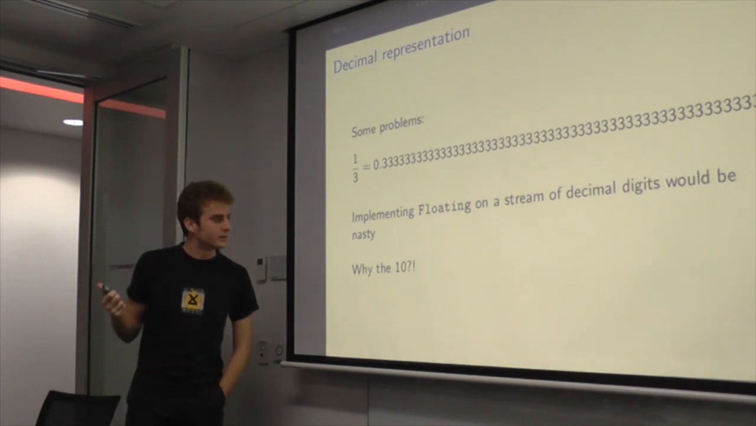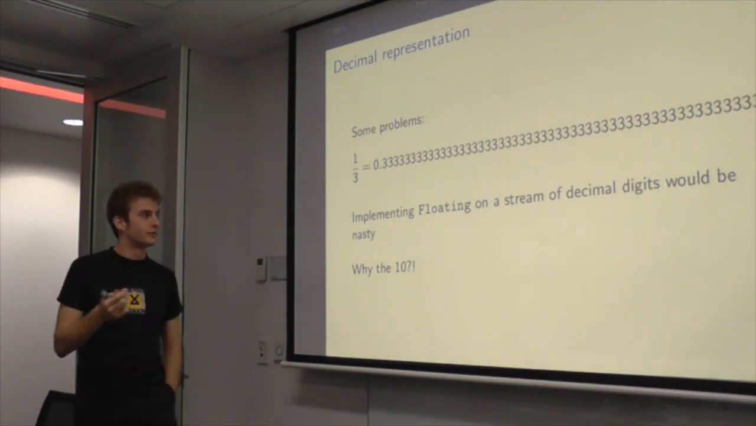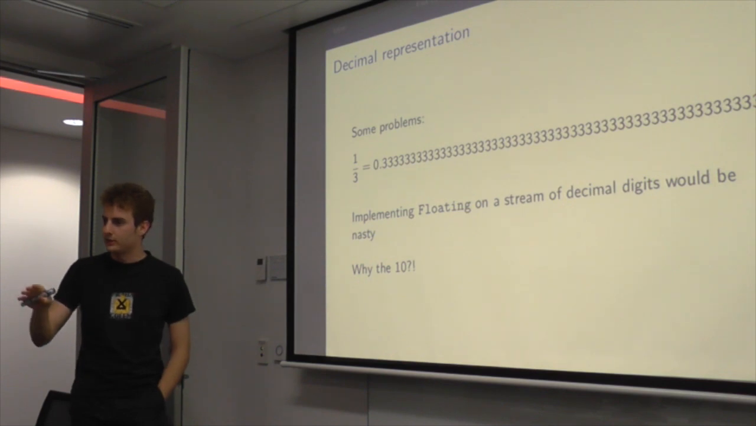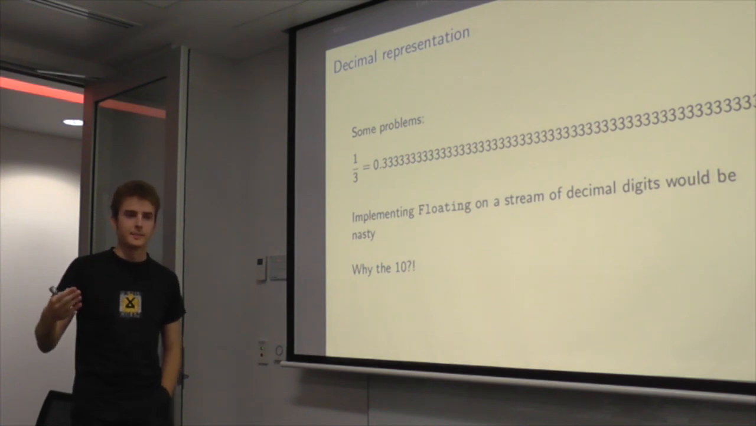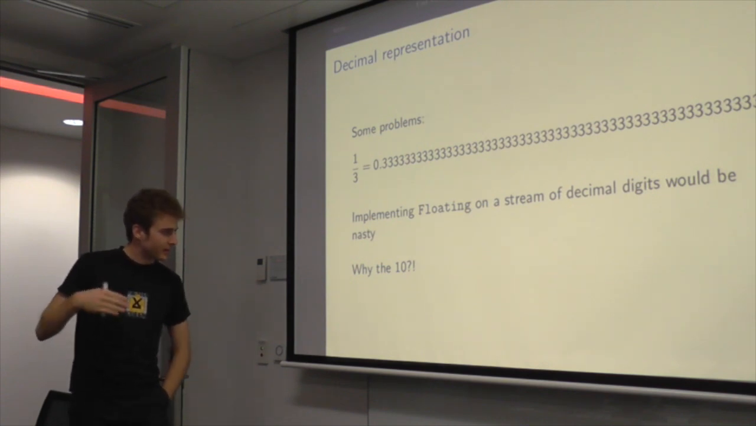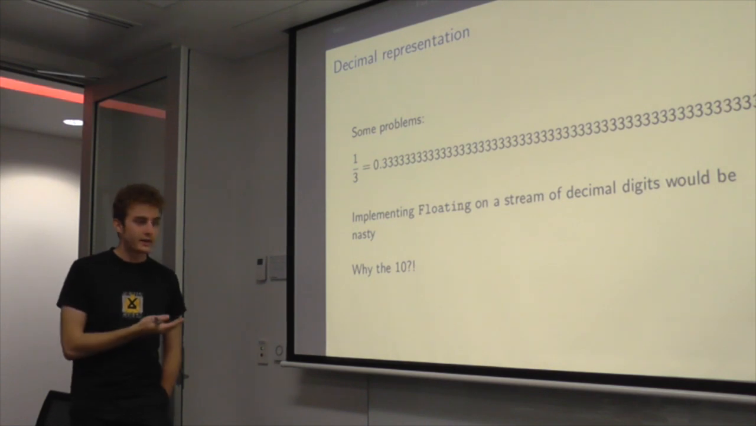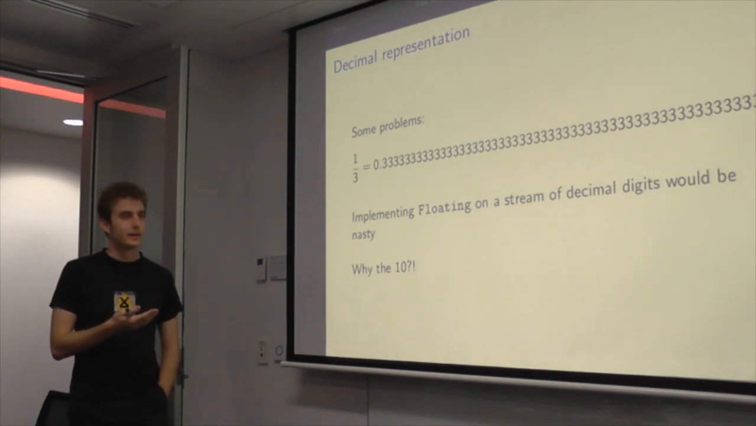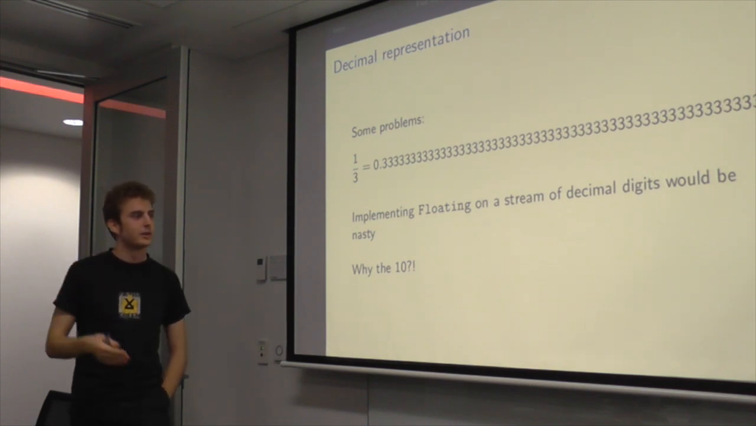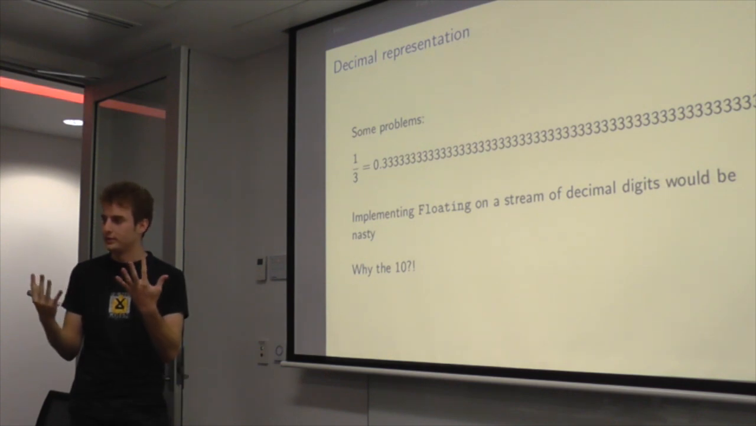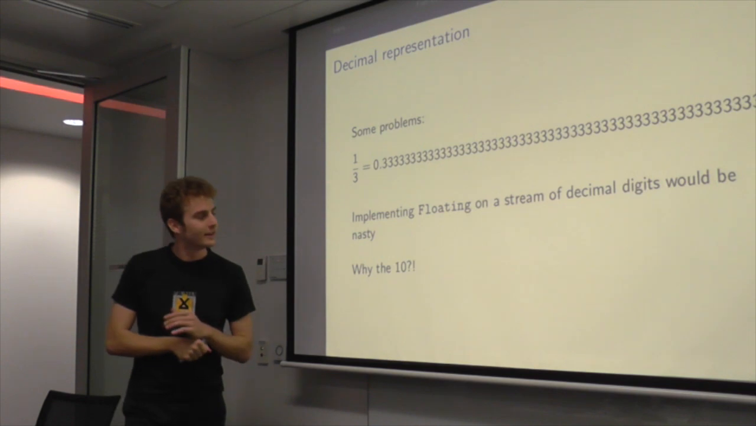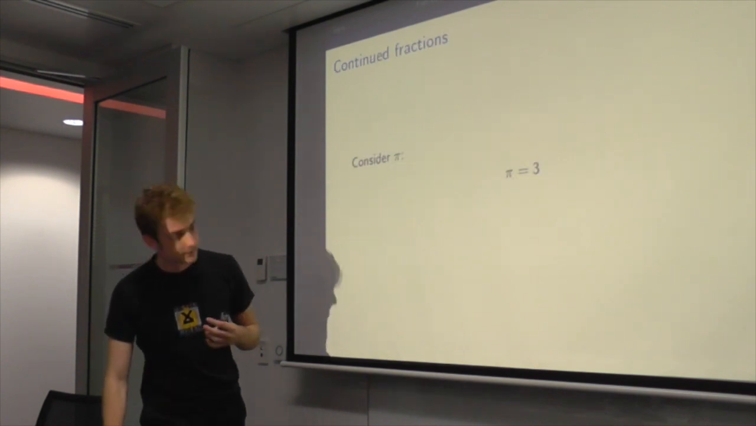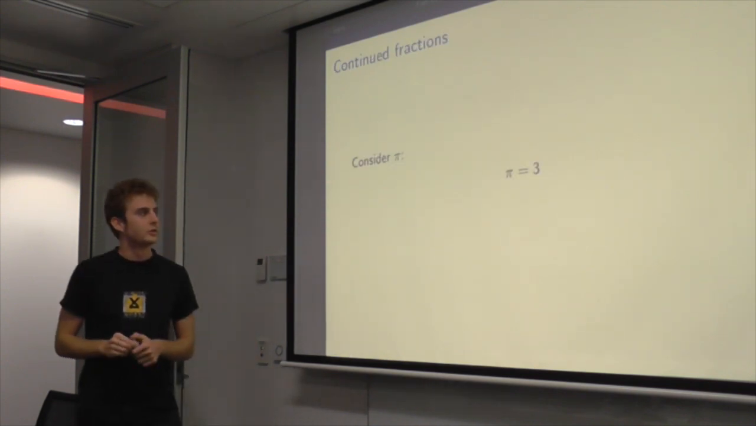The next problem is if we tried to do sine of some stream of decimal digits, it's not obvious how that's going to work. Knowing decimal digits doesn't really help you figure out what the sine of a number is easily. But the more philosophical problem is why did we use 10 when calculating the digits? Obviously it's because we have 10 actual digits, but that's not very satisfying mathematically. So let's go back and do that again using what they call continued fractions.